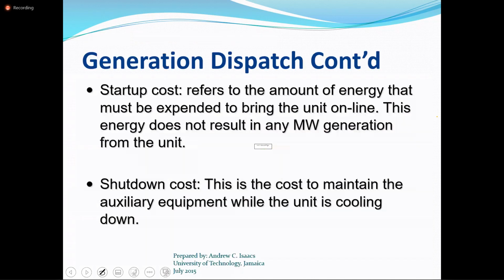Anyway, coming back to the costs, which I mentioned earlier: startup cost. You're going to use some energy to bring the unit online, even though you're not supplying anything. By virtue of the fact that you start the unit, you're going to use some energy. All right. Shutdown costs.